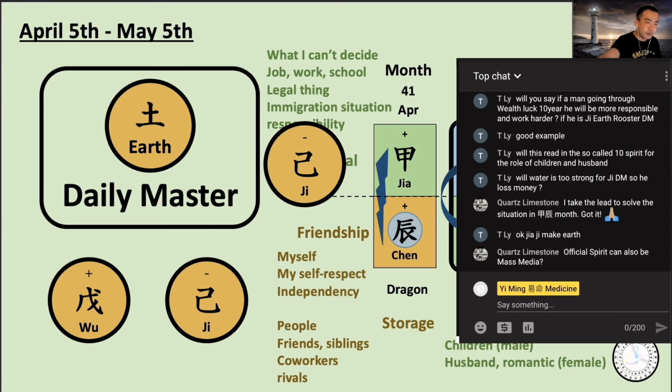Mass media, the people, I have to take care of people's eyes. I'm kind of targeted from people's eyes. So I have to be careful with my talking and my behavior, because I'm kind of revealed to everyone. That is the official spirit. So it could be like politics, like a politician becoming a president. We usually consider that period as an official spirit on the heavenly stem.